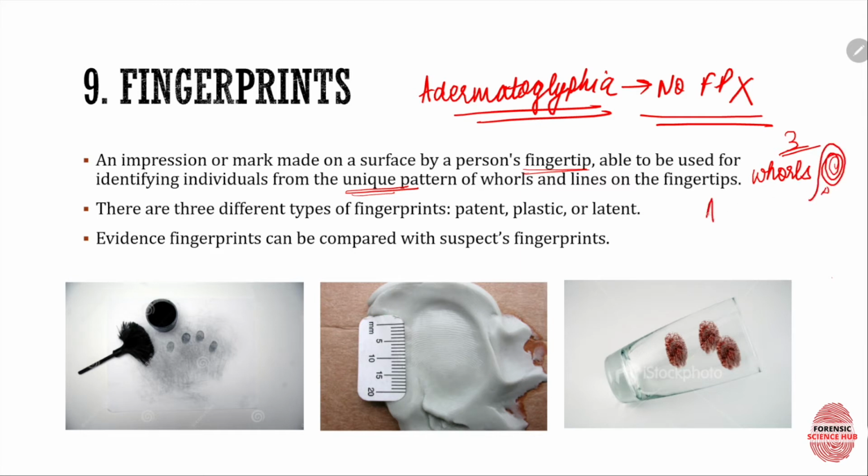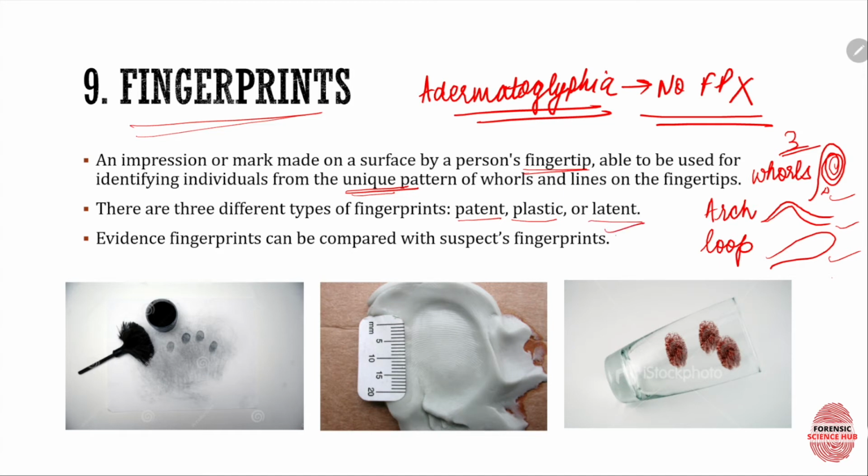And we have arch. Arch looks like this. And we have loop. Loop looks like this. So these are the unique patterns that are present on the fingertips, or the fingerprints. There can be 3 types of fingerprints that can be found at the crime scene: patent, plastic and latent.